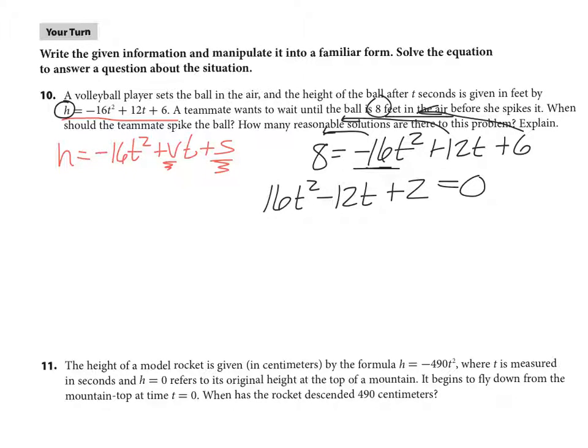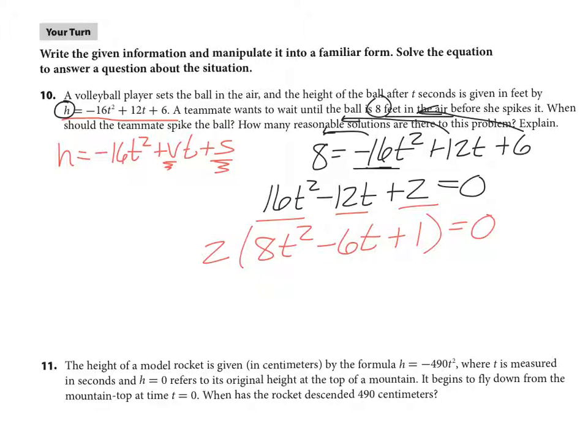So now I need to factor. First thing I'm going to do again, 2 will go into all that. So I take out my GCF. That leaves 8t squared, because 2 times 8 is 16, minus 6, because 2 times 6 is 12, plus 1 equals 0. Now I need to try to find the solution. So I try to see, was this a special case? But it's actually not a special case.